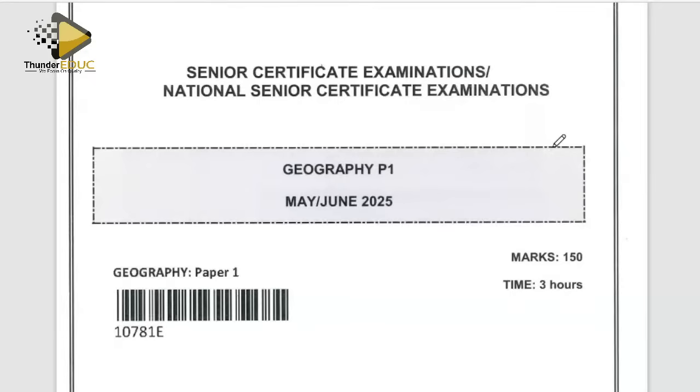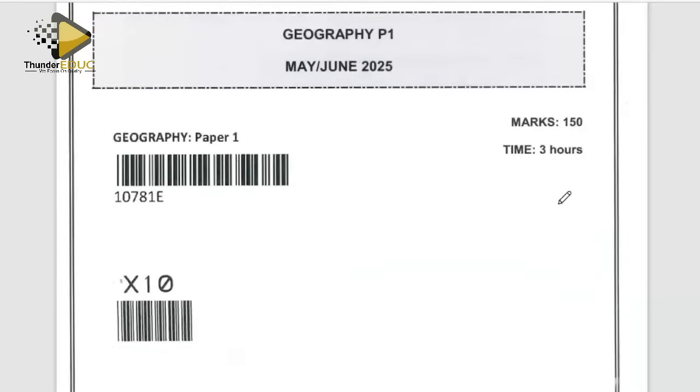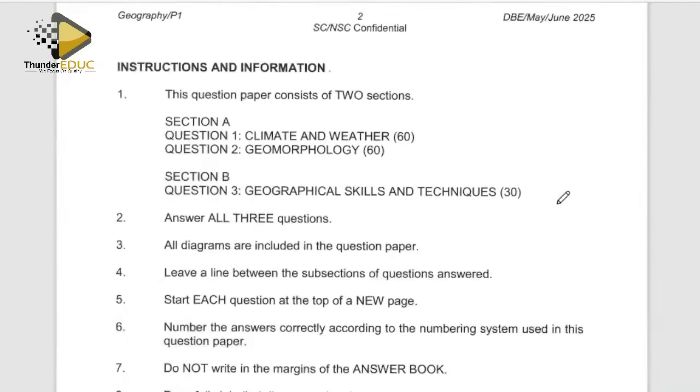So, as usual, our paper, if it's paper 1, comprises 3 questions, and the first 2 questions, the theory questions, are 60 marks each. Then the last question, which is map work, is out of 30. So to give us a total of 150 marks in 3 hours. Our questions as they stand: question number 1 is climate and weather, which is 60 marks; question number 2 is geomorphology, which is 60 marks; and geographical skills and techniques is 30 marks.